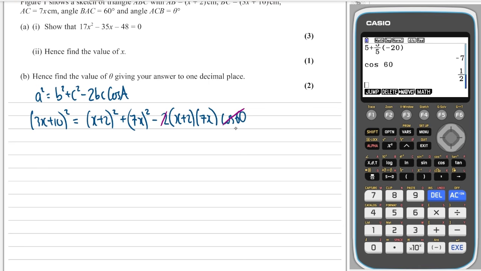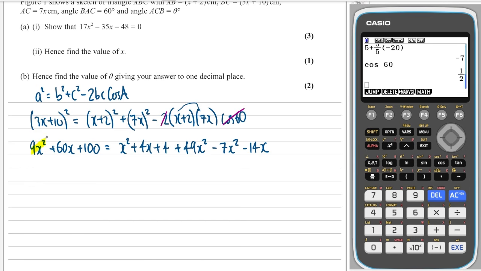So I'm going to expand these double brackets quickly to save some time. I'm going to get 3x times 3x is 9x squared. I'm going to get 3x times 10, which is 30x, and I'm going to get another one of those, so it's going to be 60x. And I'm going to get a 10 times 10, which is 100. Over here, I'm going to get an x squared plus a 4x plus a 4. 7x all squared is 49x squared. Don't forget to square the 7 as well. And then we're minusing x times 7x, which is 7x squared. And we're also minusing 2 times 7x, which is 14x.